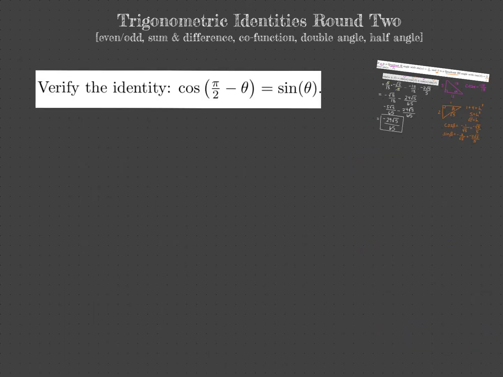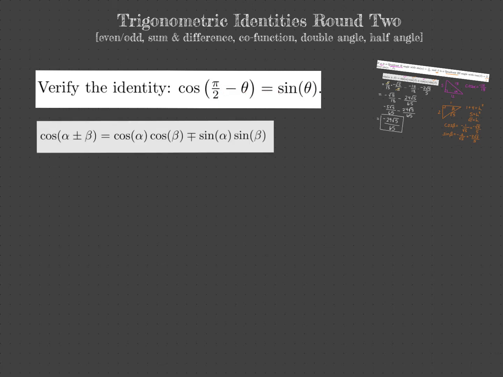In our next problem, we want to actually verify this identity right here. Now, we have not learned that this is an identity just yet. I sort of went in a different order than your book, but we're actually going to learn these cofunction identities in just a moment. But I want you to realize how these next identities that we're going to learn about, these cofunction identities, actually come from the sum and difference identities. So let's take a look at this, and we basically want to prove that the cosine of pi over 2 minus theta equals the sine of theta.